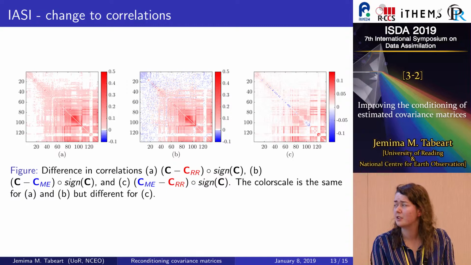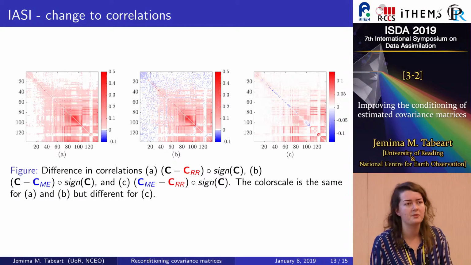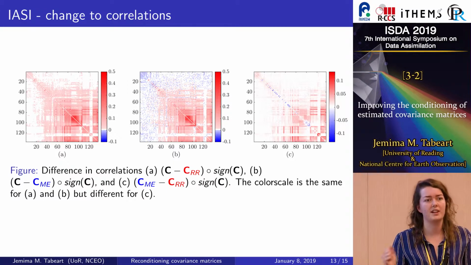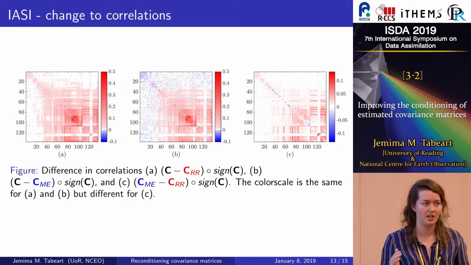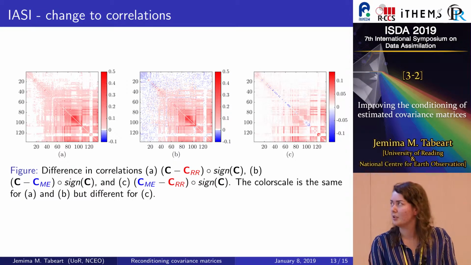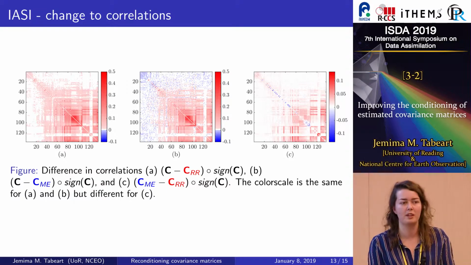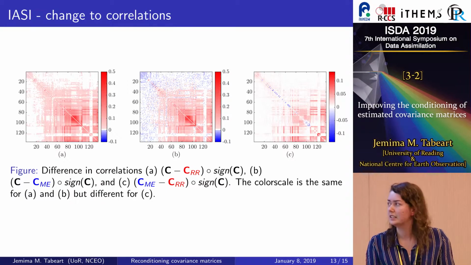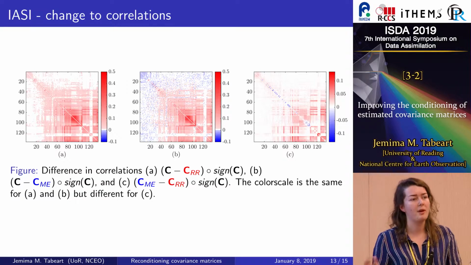We might ask how similar those are. If we look at the third panel, this shows the difference between the two methods. Red here means that the ridge regression makes larger changes, and blue means the minimum eigenvalue method makes larger changes. And we notice that most things are red. There's a small bit of blue around the diagonal, but it's mostly red. So this compares the two methods.